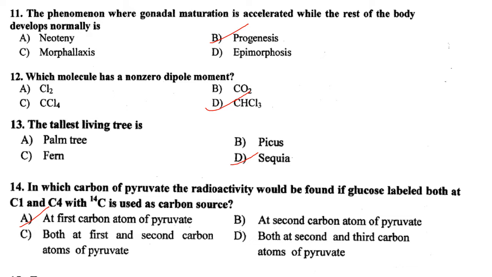Now which molecule has non-zero dipole moment? So it is CHCl3 that is having non-zero dipole moment. The tallest living tree is the sequoia. Answer is option D, that is Sequoia sempervirens. Then, in which carbon of pyruvate would the radioactivity be found if glucose labeled both at C1 and C4 with C14 is used as carbon source?